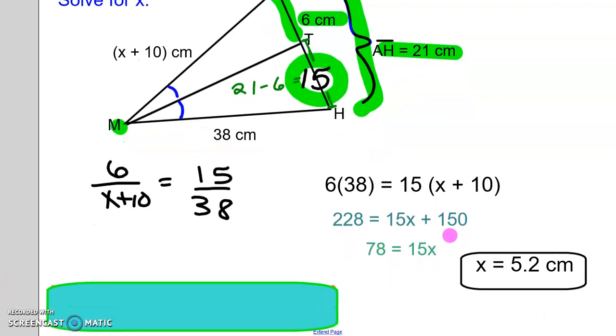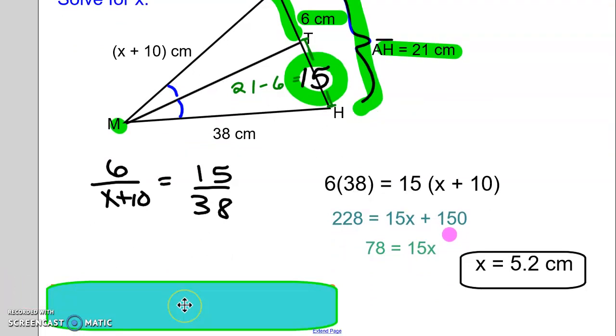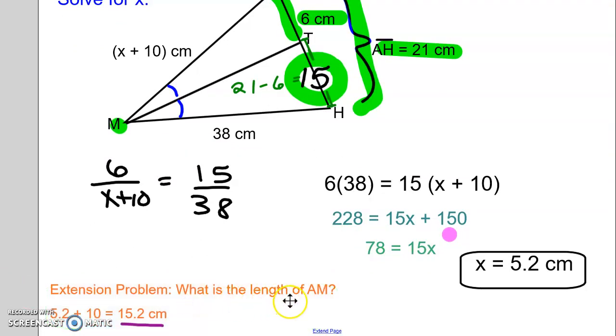And then here's just like an extension problem. I could then later on ask you guys, what's the length of segment AM? So AM is initially x plus 10. I could just take my 5.2 and add that to the 10, and I could say segment AM is 15 2/10 of a centimeter.